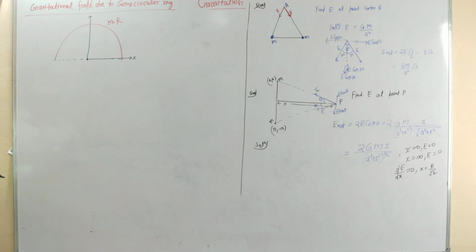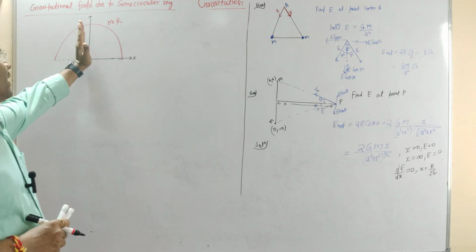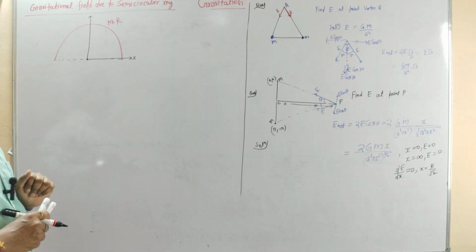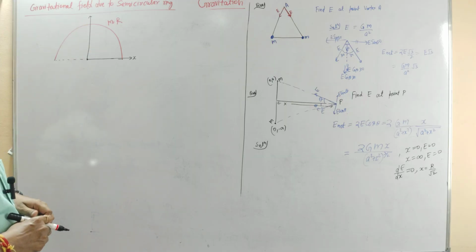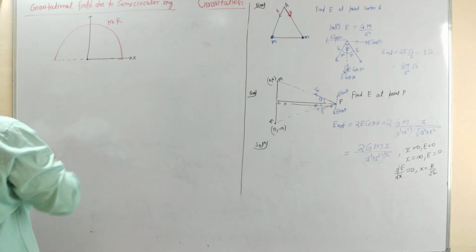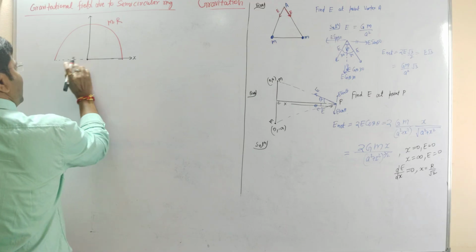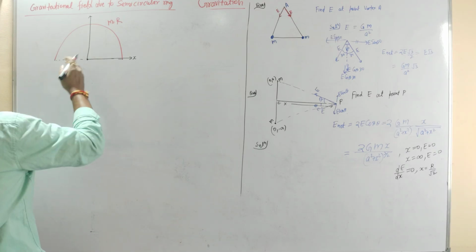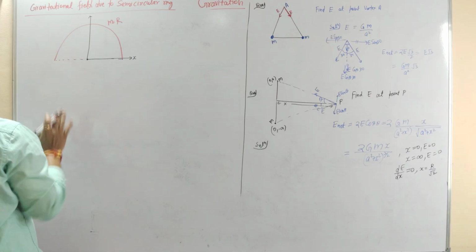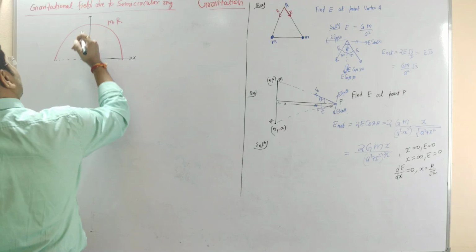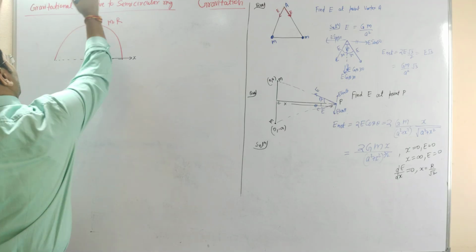Here you can judge from common sense: right side 50%, left side 50%. So the gravitational field along the x direction will be 0, because of symmetry, right side and left side. Only the gravitational field along y will be due to this ring.